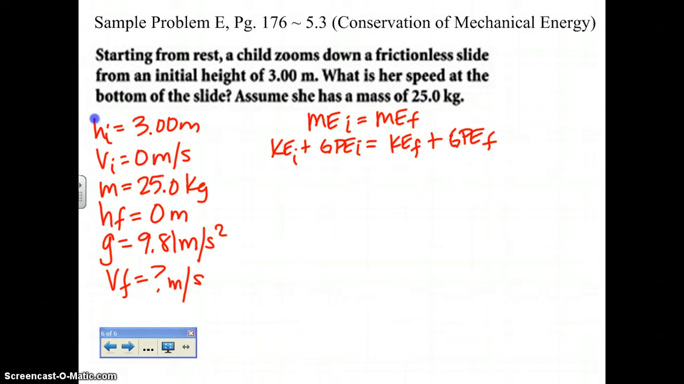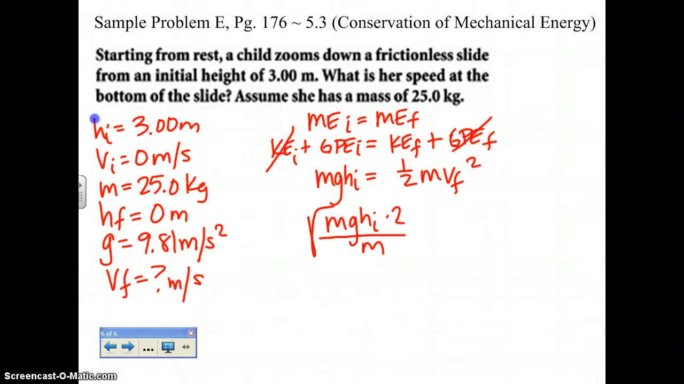Okay, so you can cross out your GPEf because your final height is 0, and you can cross out KEi because your initial velocity is 0. Therefore, we have mghi equals 1/2 mvf squared. Rearranging this, mghi times 2 divided by m, square rooted, is going to give us vf. Well, we can make this even simpler by saying the square root of 2ghi equals vf.